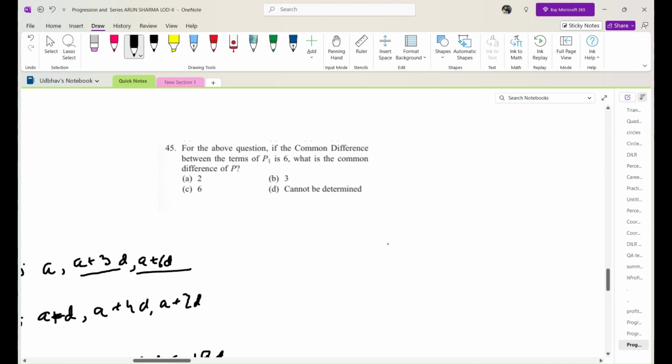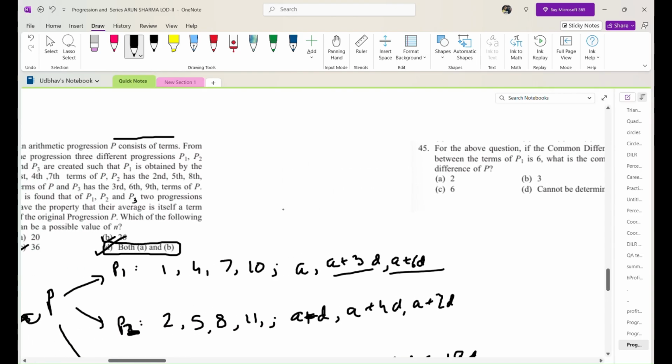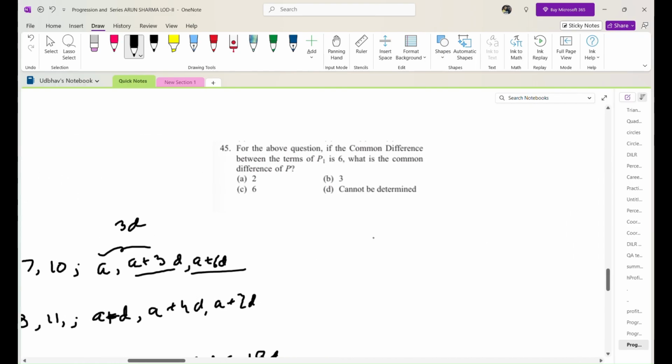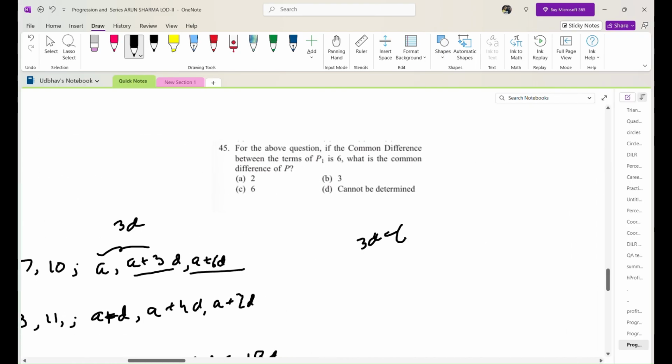For the above question, if the common difference between terms of P1 is 6, what is the common difference of P? Common difference of P1 is 3D. 3D equals 6, so D equals 2.